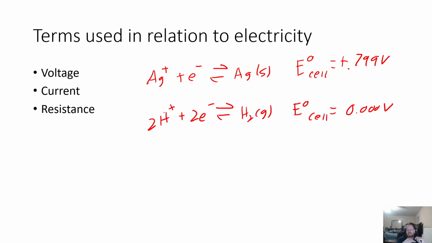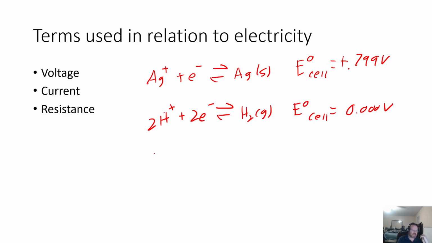So if I were to set up a cell where I was taking hydrogen gas and forming 2H+ off of it, and that's how I was getting my electrons, and I connected to a silver-containing cell in a way that electrons could flow, I could get the silver to react compared to the hydrogen. I could spontaneously take Ag+, turn it into Ag solid, and I could take H2 gas and turn it into H+. That could be the exchange of reactions I have.